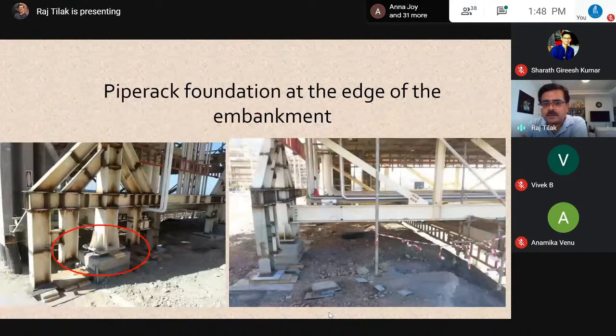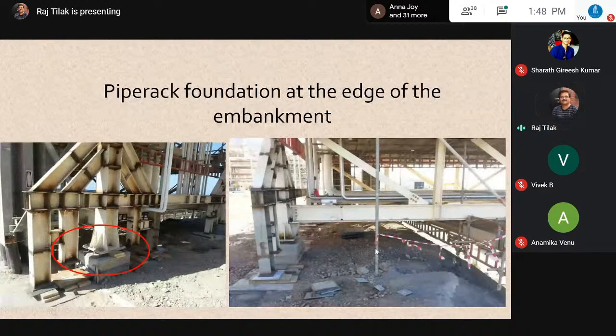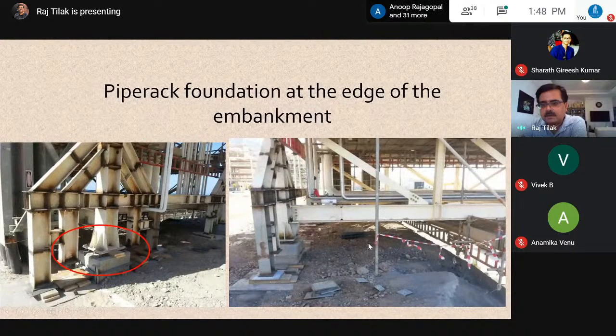I don't know whether you can see this, this is a pipe rack foundation just on top of the embankment. And if you see on the right hand side, there's actually a slope down. So this is the top of the embankment and this foundation is there. Probably the bearing capacity was not estimated properly, and you see the foundation has settled, and all these things you see are actually temporary measures to lift it up so that they can rectify this foundation. So this foundation has started settling because of that.